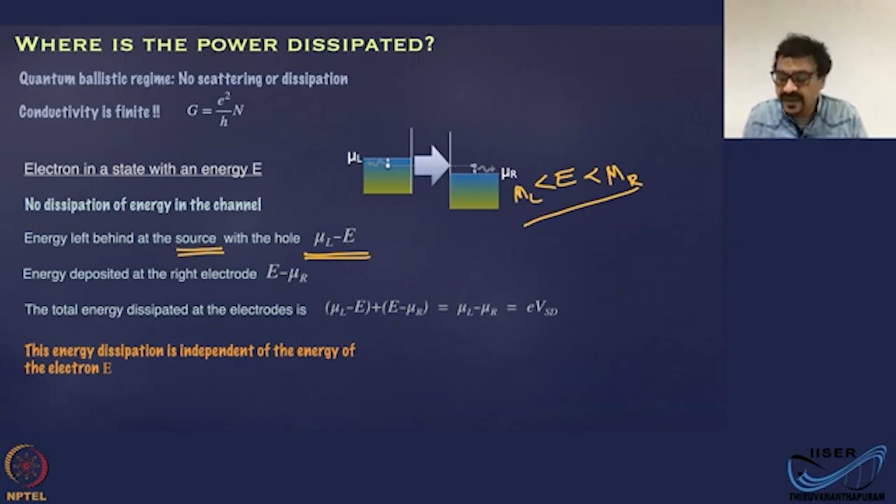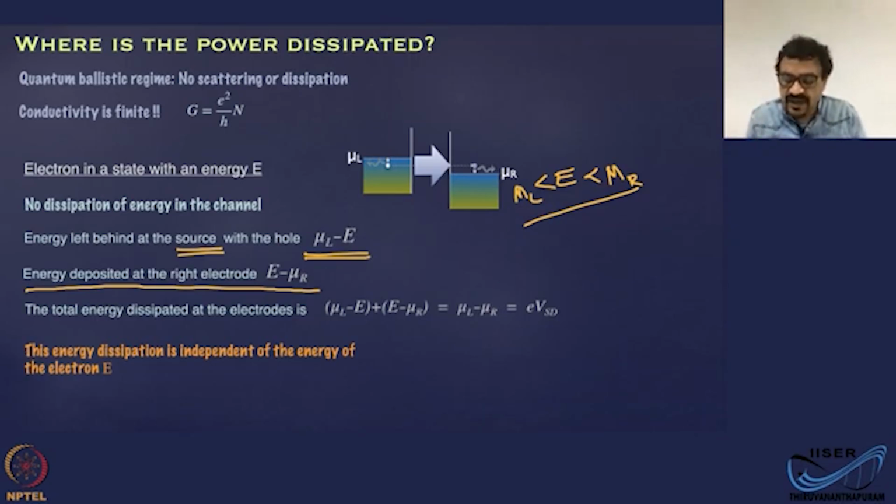Now, the electron which crosses over the channel and reaches the drain side: because there is no energy deposited inside the channel, as there are no scattering events, there is no chance for that electron to deposit any energy in the channel, in the device, or in the constriction. So the energy deposited at the right electrode, that is the drain, is E minus μR, where μR is the bottommost level available for the electron. Until μR it is filled, so there are some levels at μR where the electron can occupy.